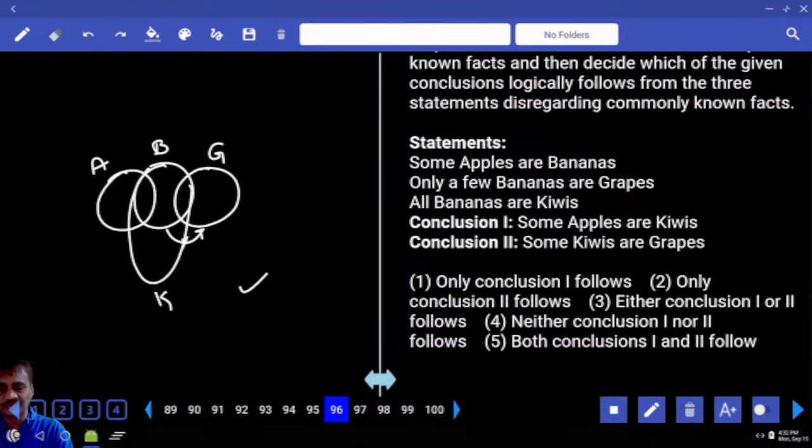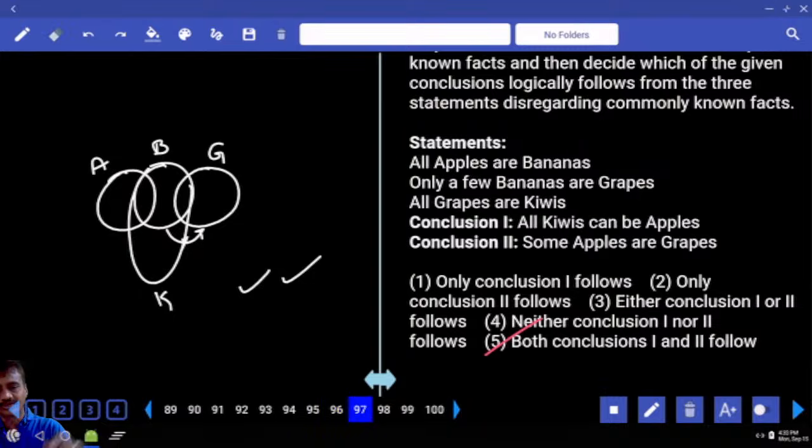Some apples are kiwis, definitely true. Some kiwis are grapes, definitely true. Hence both the conclusions are true, both 1 and 2, choice 5. Then 96, it is choice 5. Both the conclusions are affirmative, no need to write an alternate diagram.